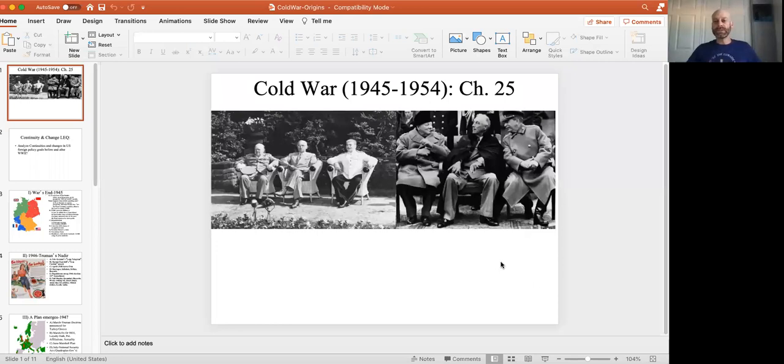And we're going to start looking at this new American-shaped world that we're going to enter during this particular time period. So let's get started. Share my screen. So this is sort of a dual image here. Let's start with the right. On the right-hand side here, we've got what's known as the big three. We've got Winston Churchill, Franklin Roosevelt, and Joseph Stalin, of course.